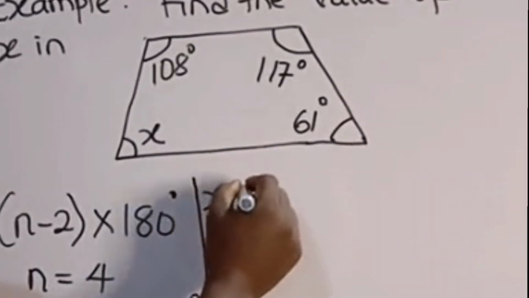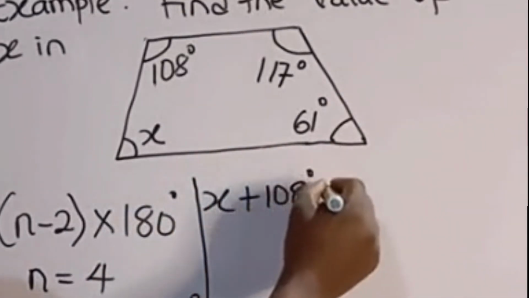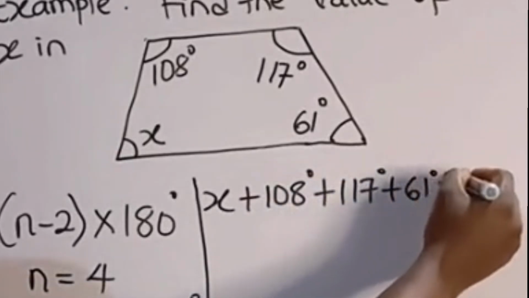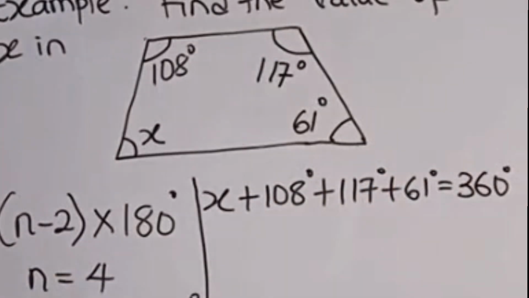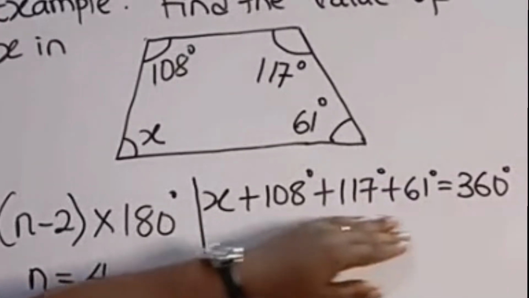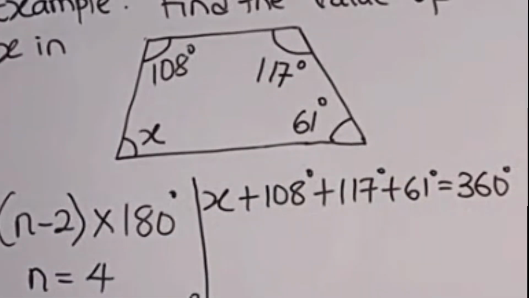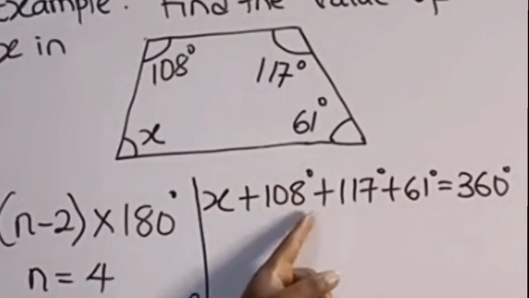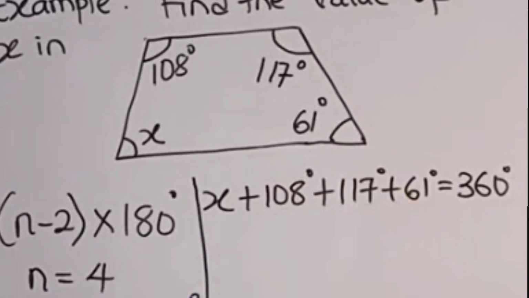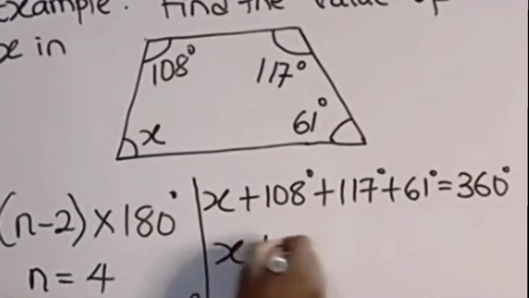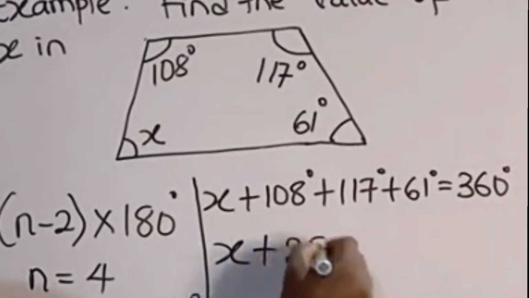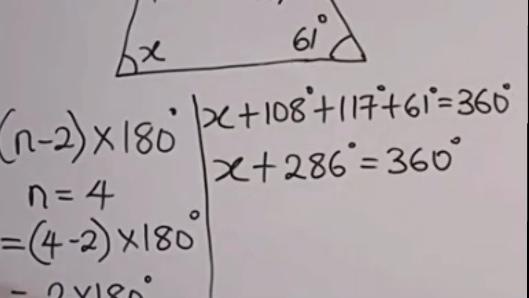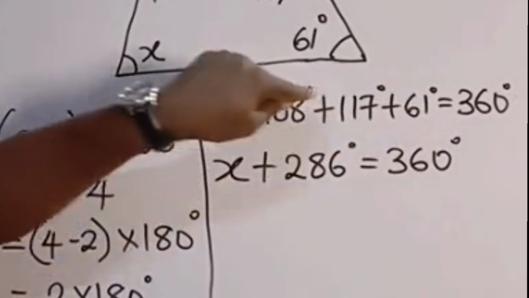That means x plus 108 degrees plus 117 degrees plus 61 degrees is equal to 360 degrees. So when you add these 3 angles together, 108 plus 117 plus 61, what are you going to get? It's going to give us x plus 286 degrees is equal to 360 degrees. So we've done the third step, which is to add all the known angles together.